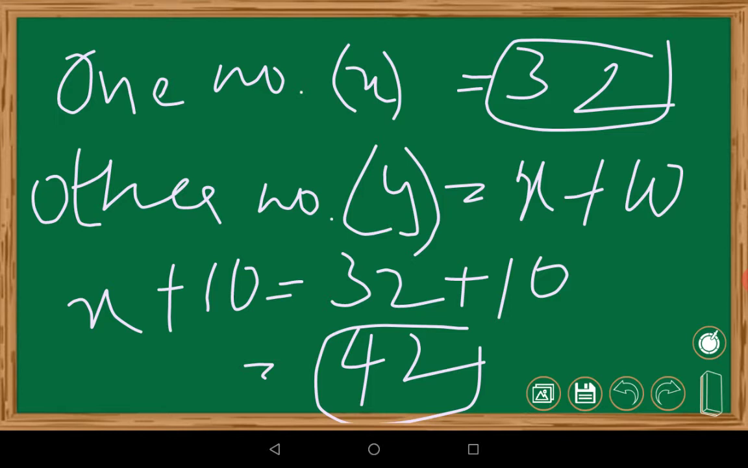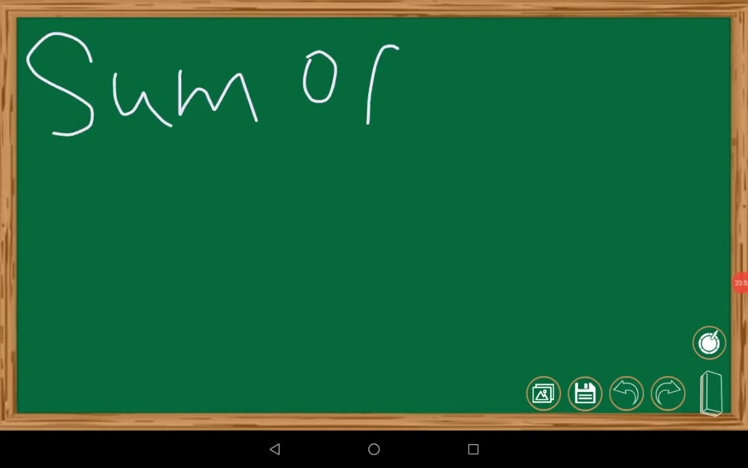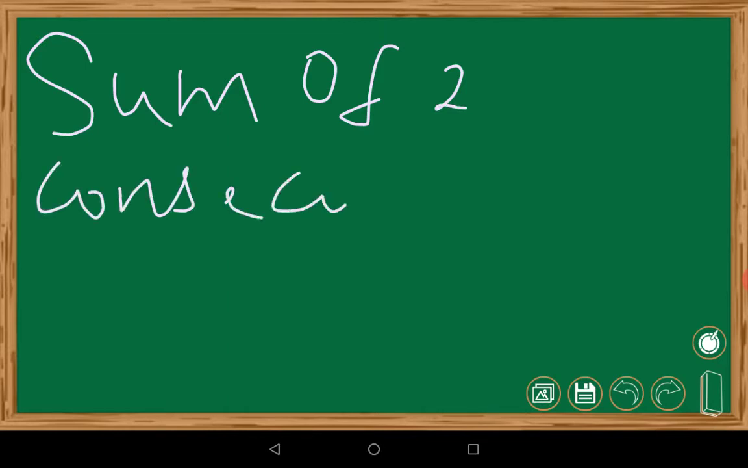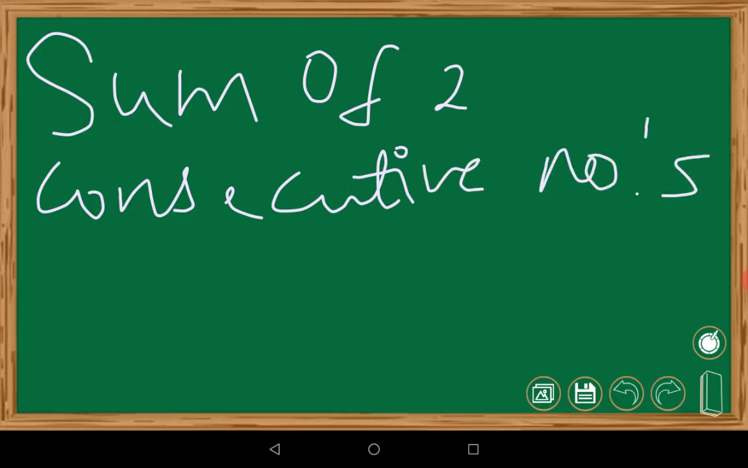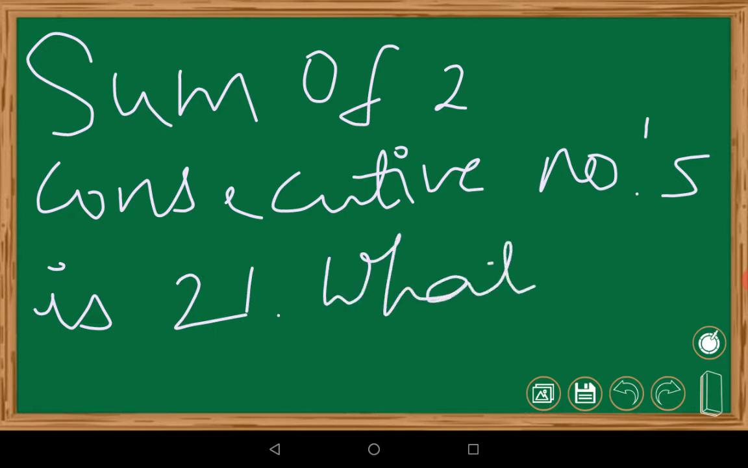There are many examples in the textbook also. Do try those. And I am going to give one question. The question is: sum of two consecutive numbers is 21. What are the two numbers? Put it in the comment.